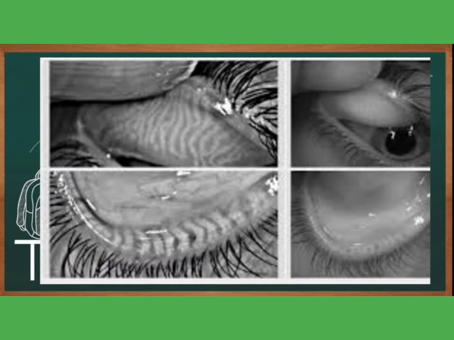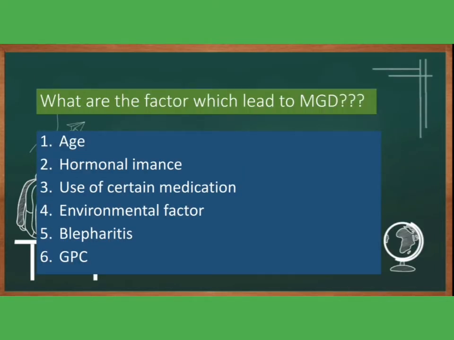Okay, so what are the factors which can lead to Meibomian gland dysfunction? First of all, age. With increasing age, some Meibomian glands start to atrophy, which ultimately leads to less production of lipid from the Meibomian gland, so there is poor quality of tear film, which ultimately leads to abnormalities in the eye, like pricking sensation, burning sensation, photophobia, etc. And redness also. Hormonal imbalance and use of certain medications can also lead to hyperkeratinization at the opening of the Meibomian gland, which ultimately leads to less production of lipid from the Meibomian gland.